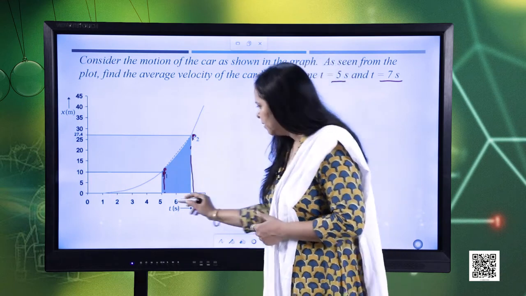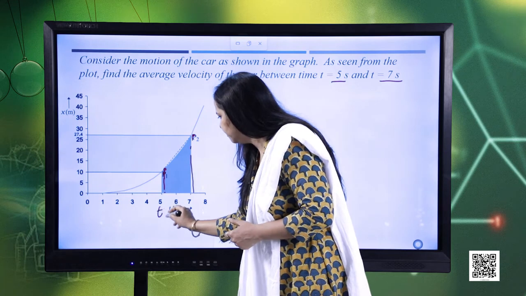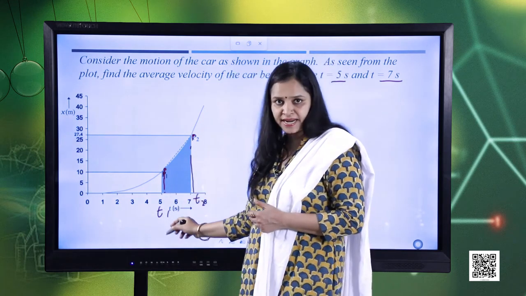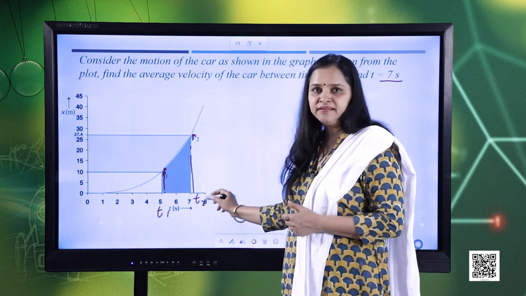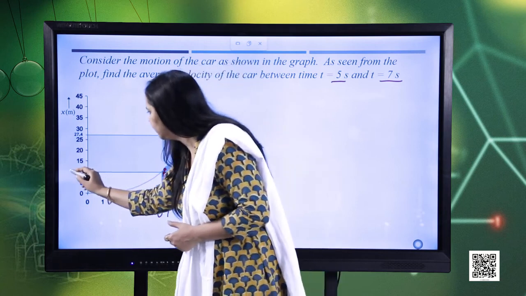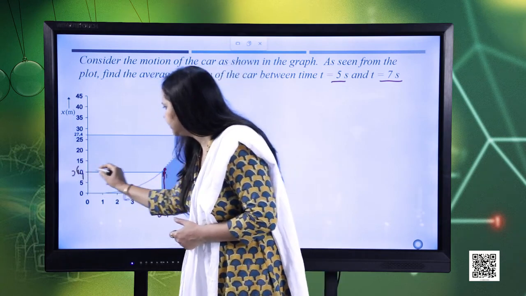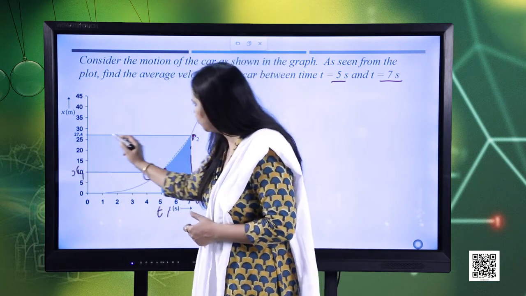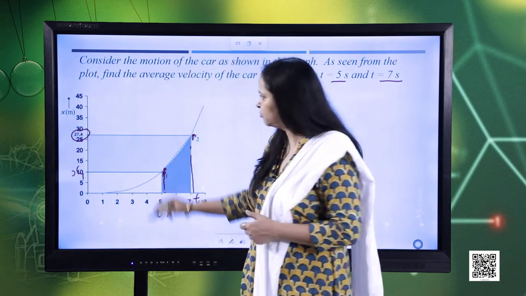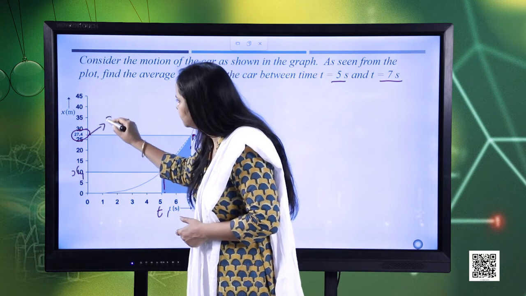Now here I consider this as time t1 and this as time t2. I mean to say 5 seconds is time t1, 7 seconds is time t2. So the corresponding position is here, we can see x1 is 10 meters and x2 is marked here as 27.4 meters. So this is actually x2.